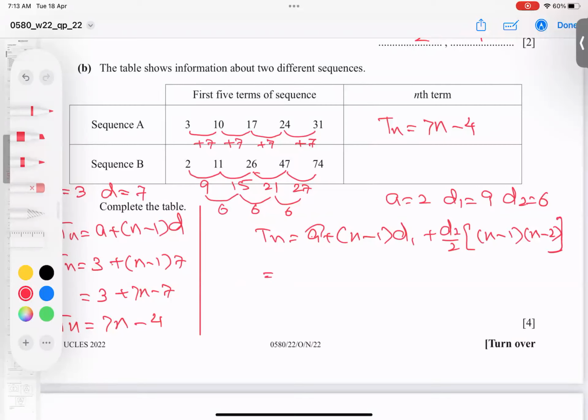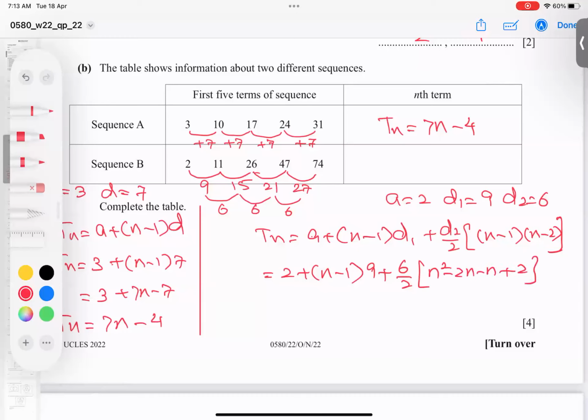And what is the a value? 2. I plug in all values. 2 plus n minus 1, and D1 is 9. So I hope it is clear. And D2 is 6. And this n, multiply, multiply, multiply, and multiply. So do it very carefully. It becomes n square minus 2n minus n and plus 2.